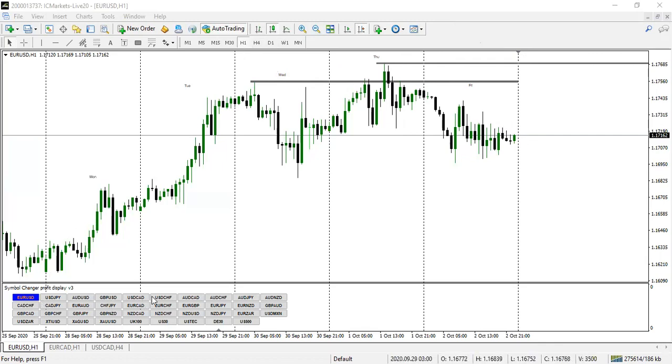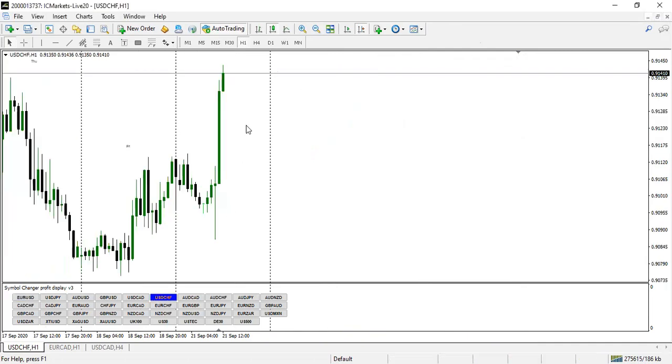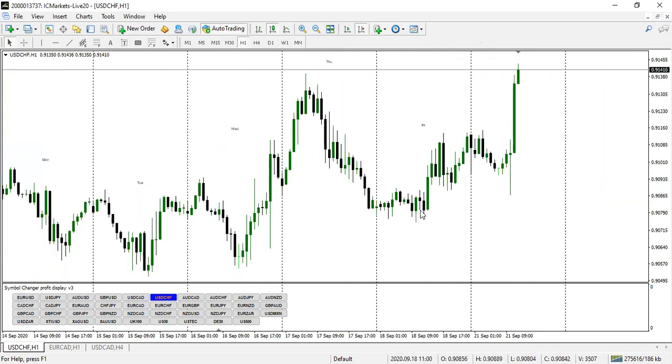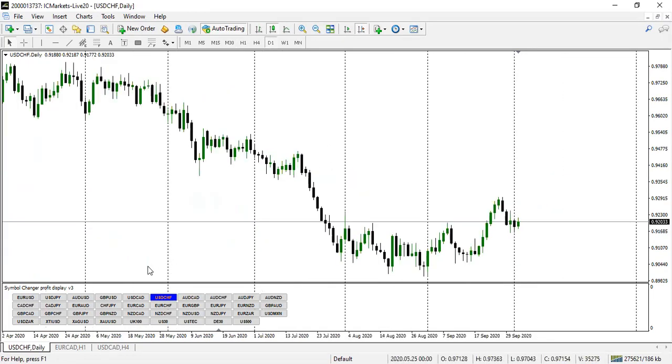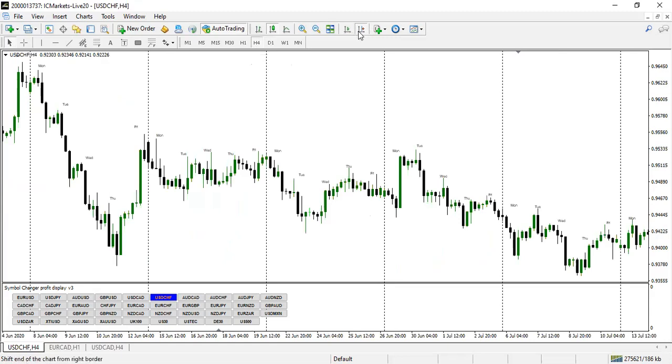Then the next pair we're going to look at is USDCHF. On USDCHF, this is the 1 hour time frame. Looking at the daily time frame, we can see it's actually very similar to the dollar index that we have seen. And then the 4 hour time frame.